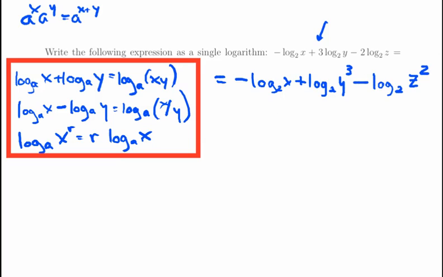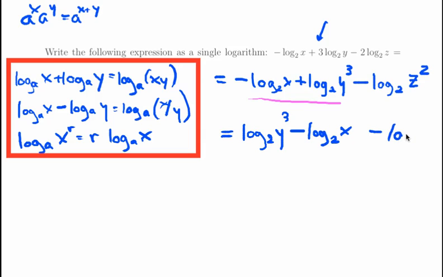Let's just take 2 terms at a time. Let me focus, for example, on these first 2 terms. How can I simplify those things? Well, I'm really subtracting here. It may help to reverse the order of these 2 terms just so you can see the subtraction. This is log base 2 of y cubed minus log base 2 of x. And just keep rewriting this. We're not doing anything with it yet.